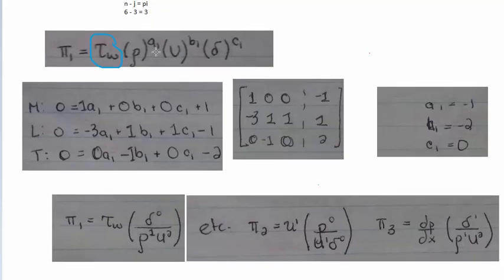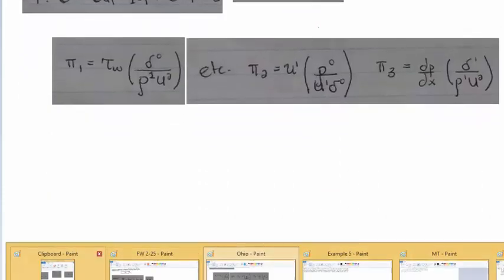So again, your variable out front, that was not part of your repeating group, times your repeating group to some different exponents. So if you go through the algebra, you should get these numbers, 0, 1, and 0, and 1, 1, and 2. And I'll let you work through that algebra on your own.